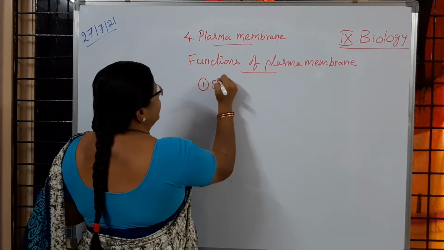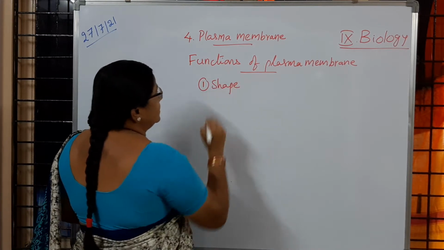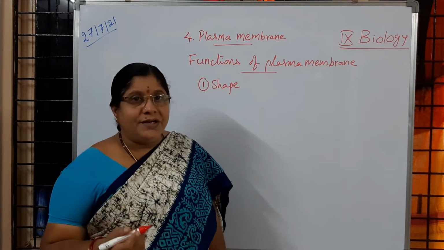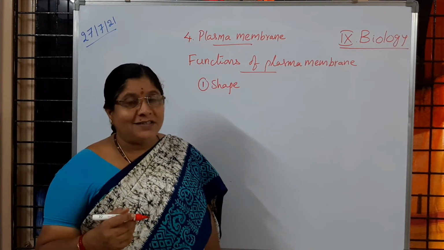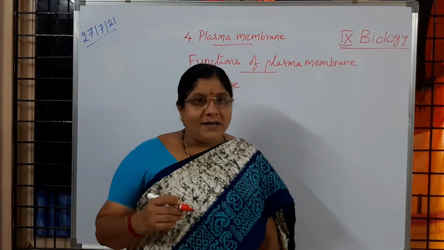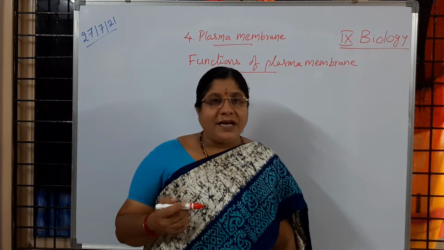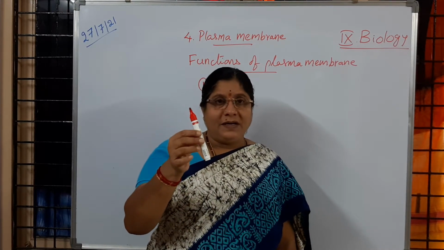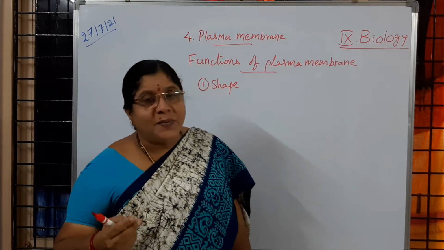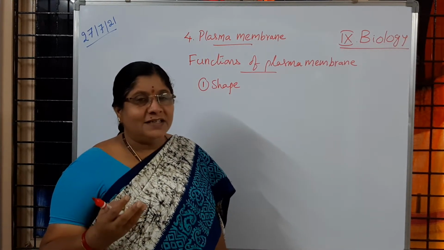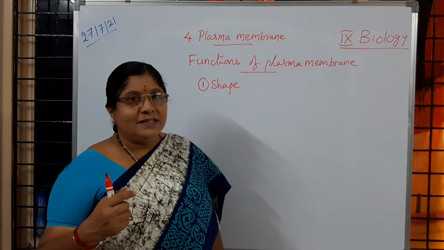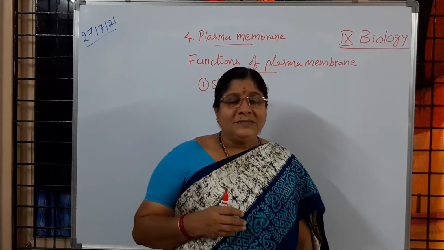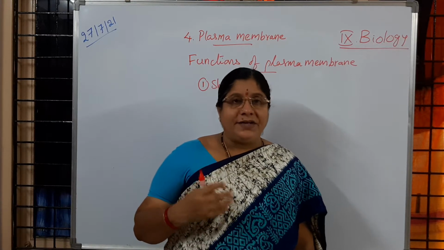First one, shape. You are observing different kinds of objects in your day-to-day life with different shapes. Is it not, children? Have you observed like that? Suppose we take a pen, this is cylindrical in shape. Or if your mother is preparing puri, how will it be? It is circular or disc-like. Is it not? So we observe different shapes in our day-to-day life.